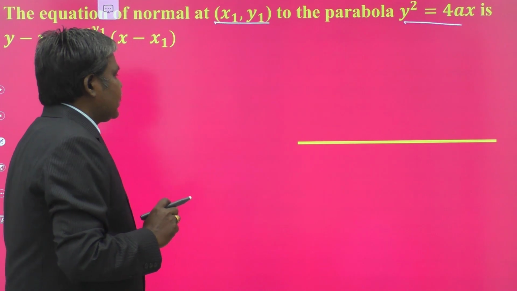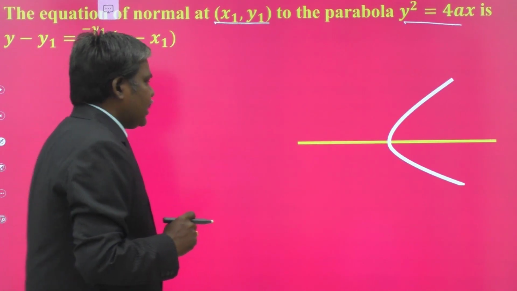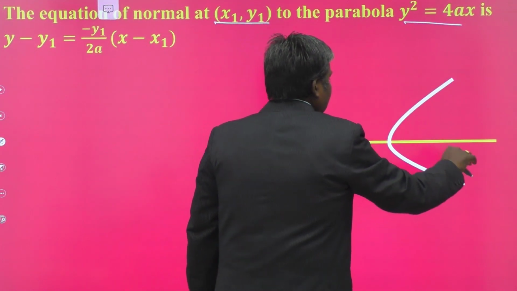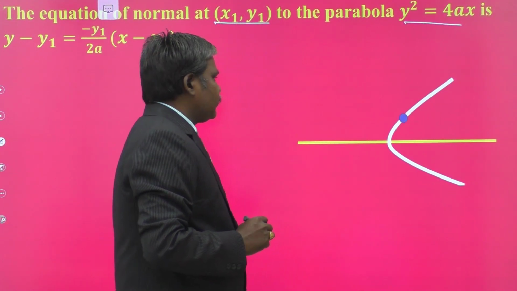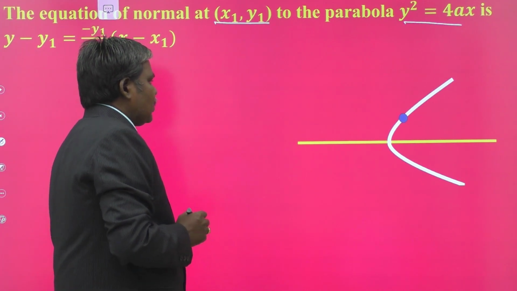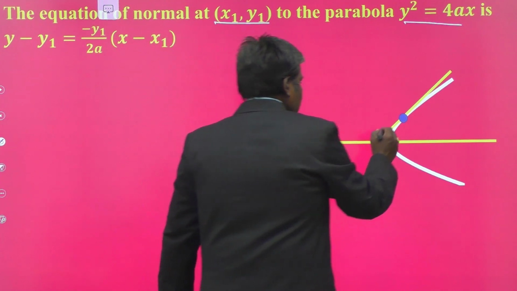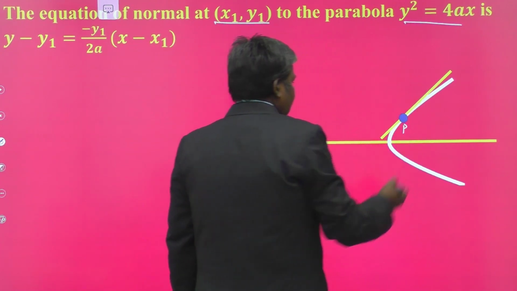So this is the axis of parabola. Y square is equals to 4ax. This is the diagram related to the parabola y square is equal to 4ax. P is any point whose coordinates are x1 comma y1. This is my point P. This is the tangent at P.